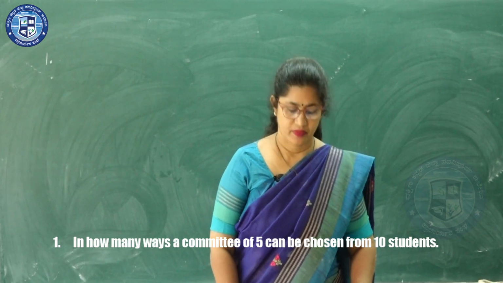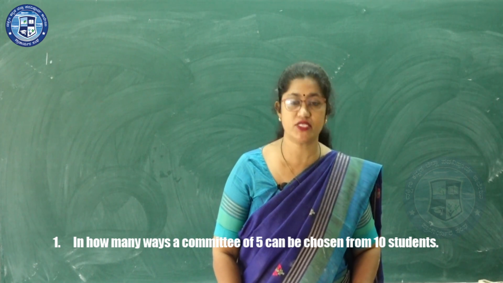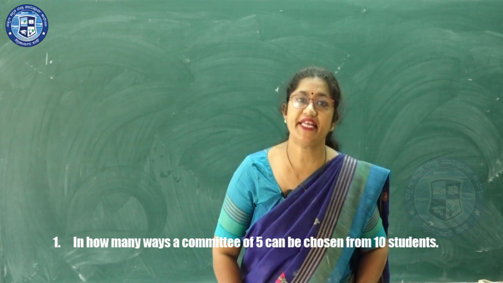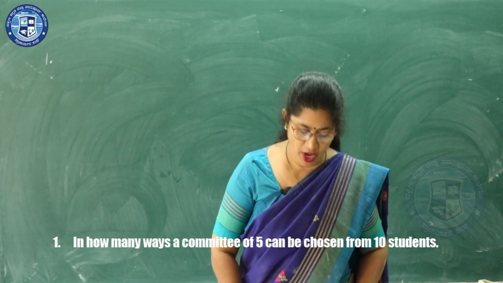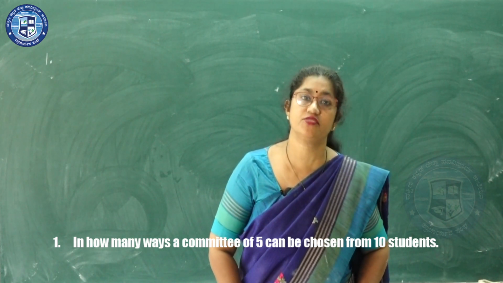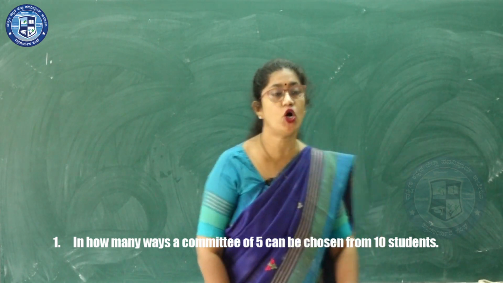Question 1. In how many ways can a committee of 5 be chosen from 10 students? You have 10 students and you have to choose 5 students from 10 students. Choosing means selection, which comes under combination.